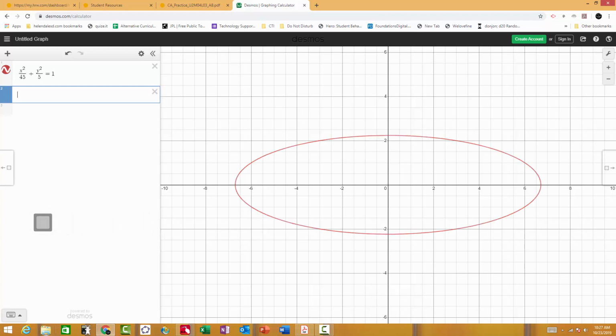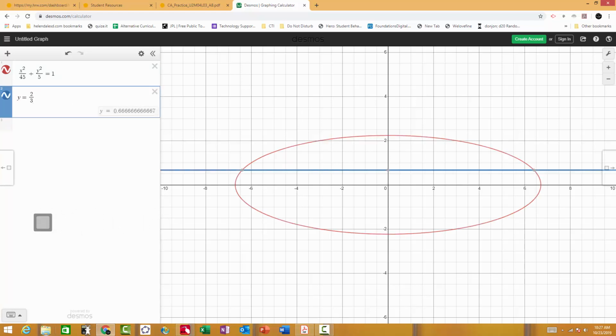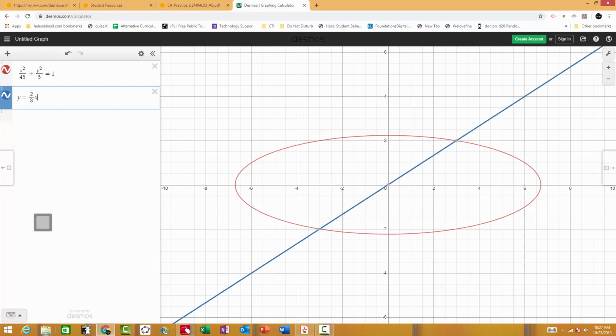How do you get the squared on there? Oh, I just know my shortcut on the keyboard. So we have our ellipse crossed by a line.